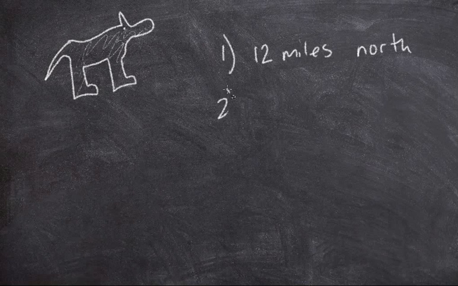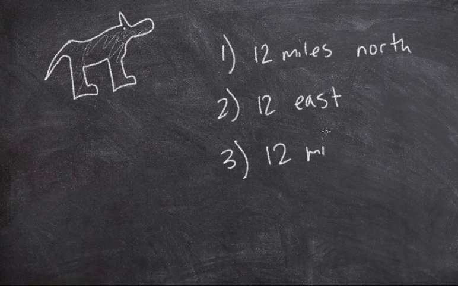And then he's going to turn and walk 12 miles east. And then he's going to turn one more time and walk 12 miles north. So 12 miles north, 12 miles east, and then 12 miles north. And after following this path, he's going to wind up exactly at the North Pole.